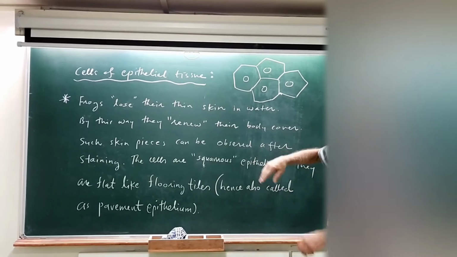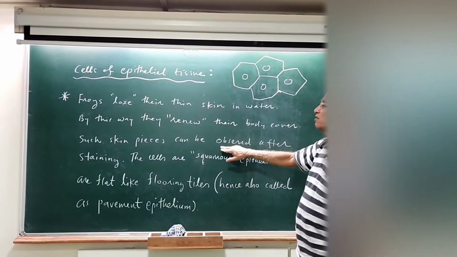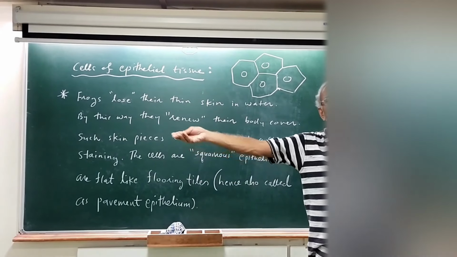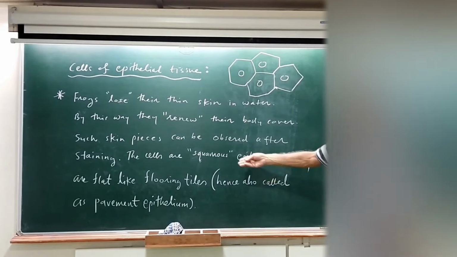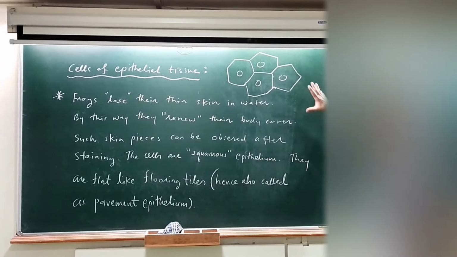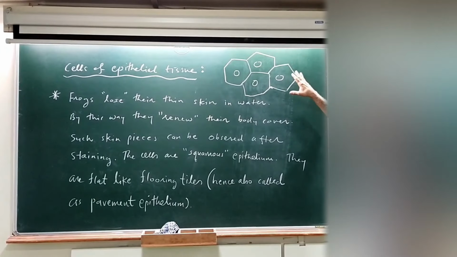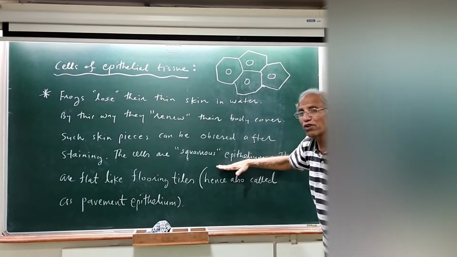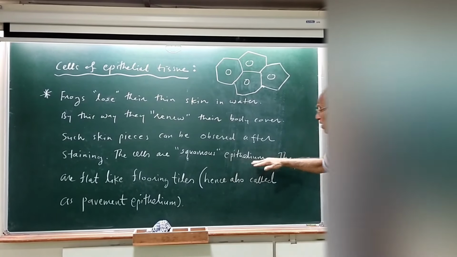But the frogs will lose the skin in full, and such skin pieces can be observed after staining. That's a natural process, and you can collect it from the field, and the staining may be done, and the cells will be observed as squamous epithelium. We are going to learn this in a separate chapter, epithelial tissue, and at that time we are going to learn this word squamous. What is squamous epithelium?